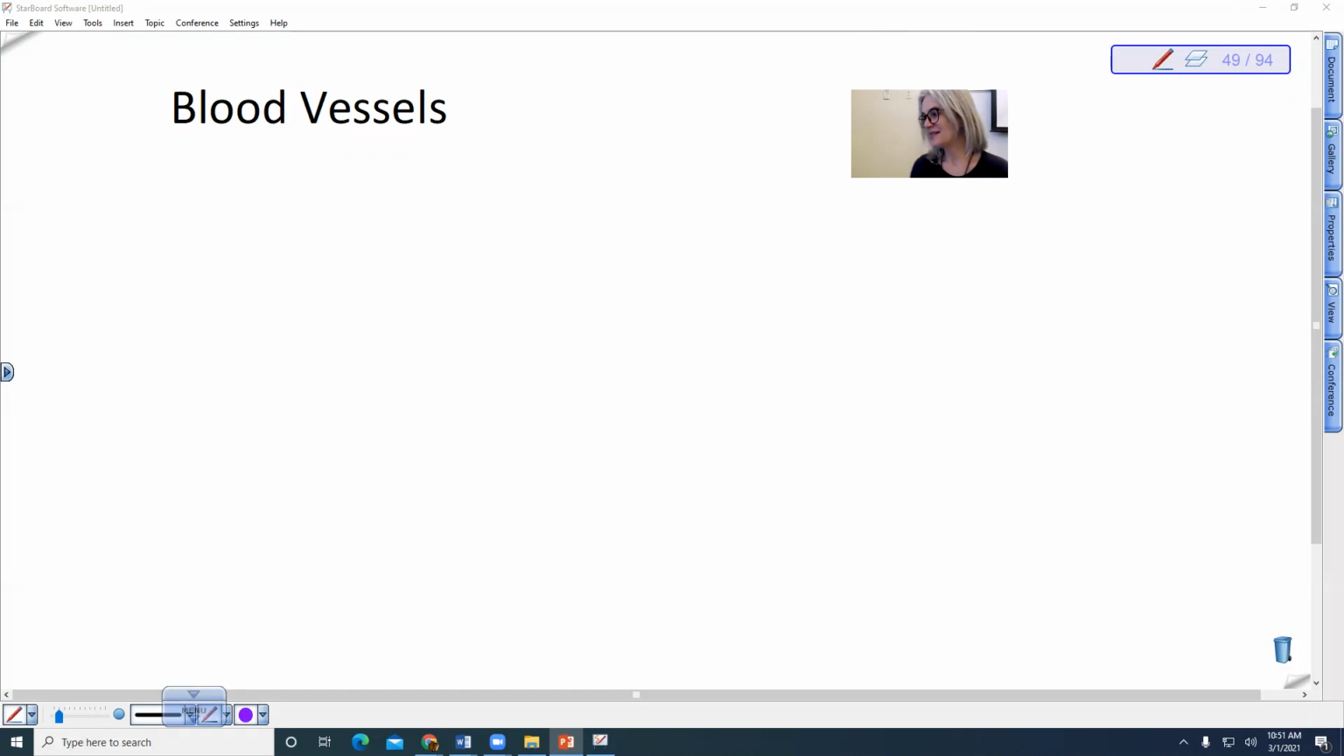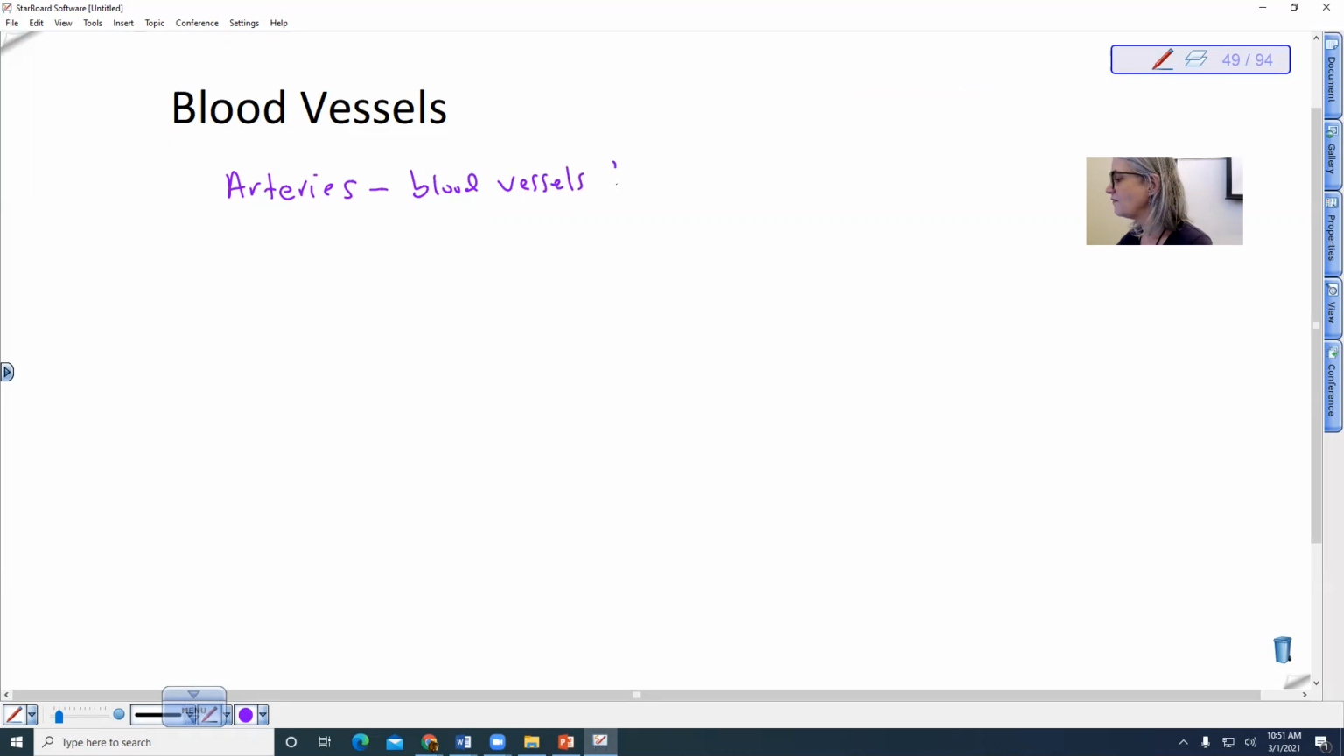When we look at the circulatory system, we're going to be talking about blood vessels. And the blood vessels are defined as to how they are transporting the blood in relationship to the heart. So is the blood being pumped away from the heart, or is it returning to the heart? And so when we talk about arteries, by definition, these are blood vessels that carry blood away from the heart.